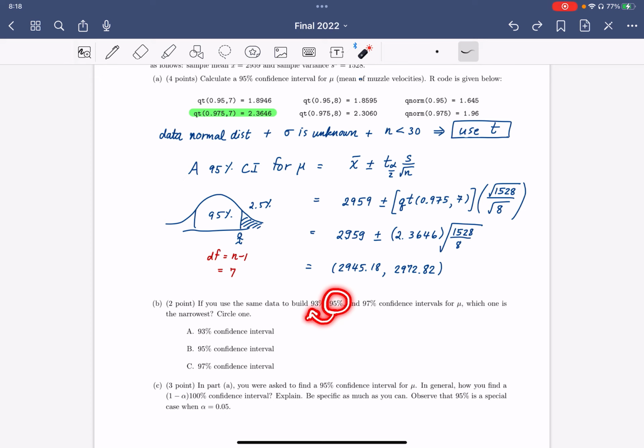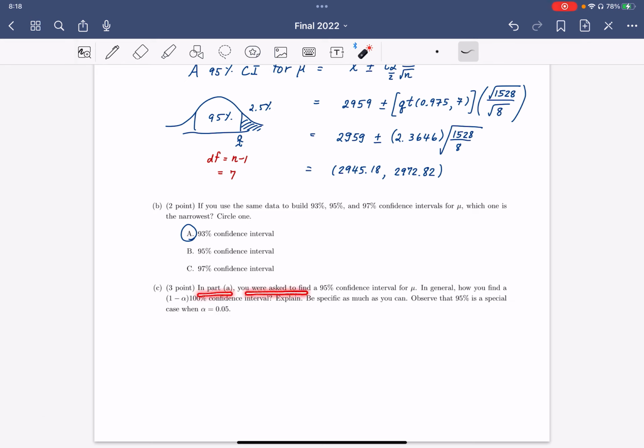The 93% confidence interval is the answer, because this one is the narrowest. Once you decrease your confidence level, this critical value gets smaller, and that makes the confidence interval smaller, because the other numbers are fixed since we use the same data set. All right, next one.